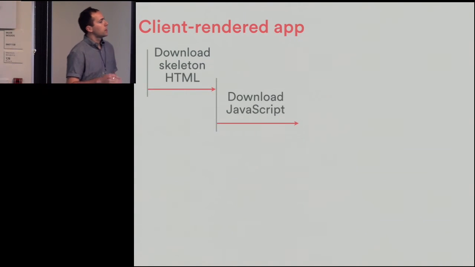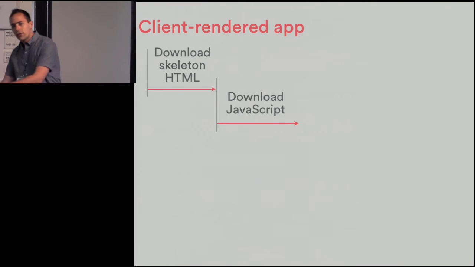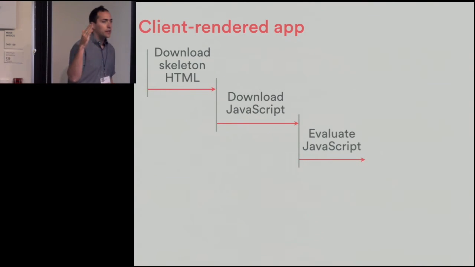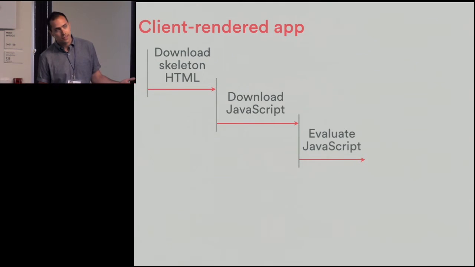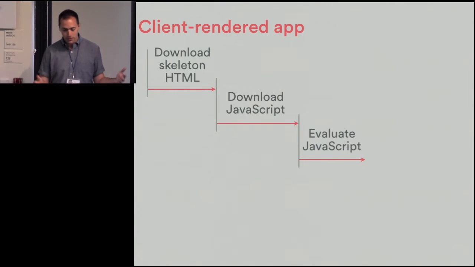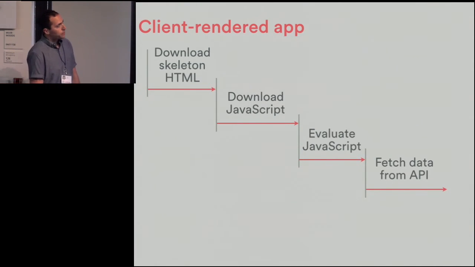But then your browser will download the JavaScript. Each script tag it encounters, it'll go fetch that over HTTP and download it. And then your browser will evaluate that JavaScript and parse it, which can take a couple hundred milliseconds if you've got hundreds of kilobytes of code and maybe an older device or something. And then sometimes, and only then, we'll even go fetch data from the API.